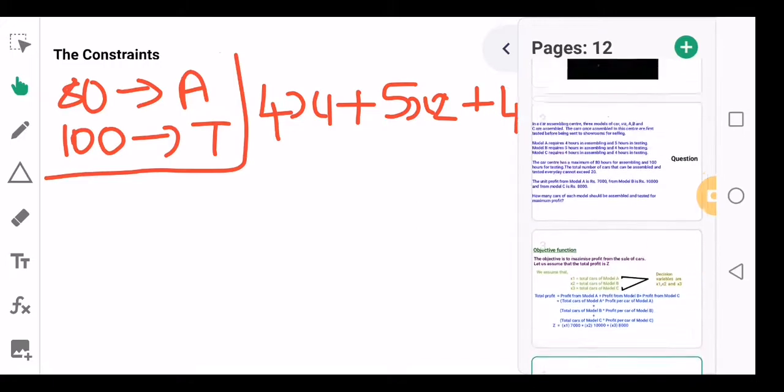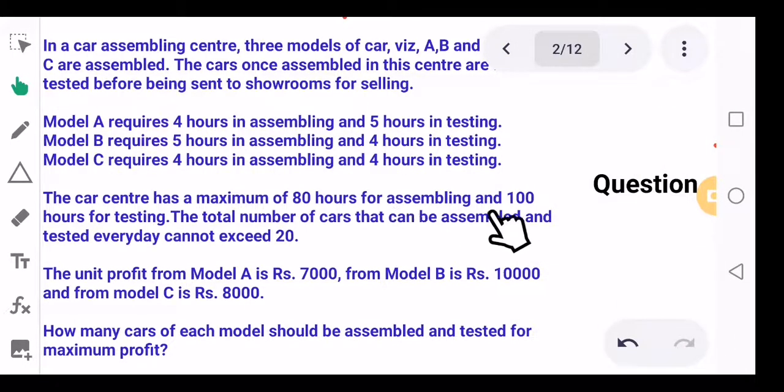And our next sentence is with respect to testing, a maximum of 100 hours for testing. To test a car of model A we require 5 hours. To test a car of model B we require 4 hours. To test a car of model C we require 4 hours. So these are the hours we require to test a car of model A, B and C. For per car testing, this is the time it takes, and the maximum hours in our hand is 100 hours.